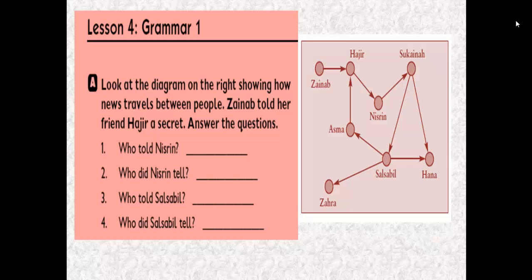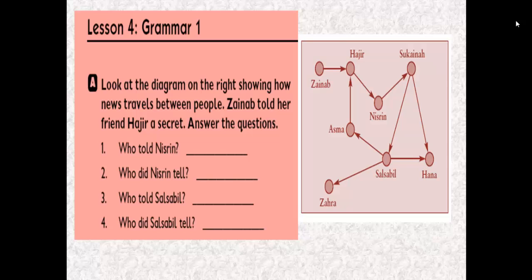So how can we answer the first one? Who told Nisreen? Yes, excellent, Hajar. So the first one, Hajar told Nisreen. But who did Nisreen tell? Nisreen told Sukaina. Number 3. Who told Salsabil? Who is the person who told Salsabil about the secret?